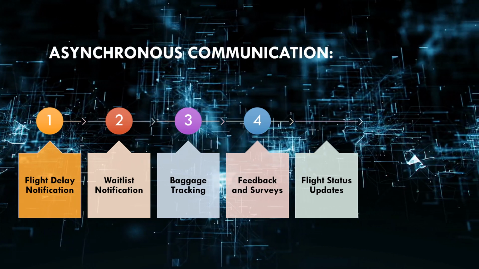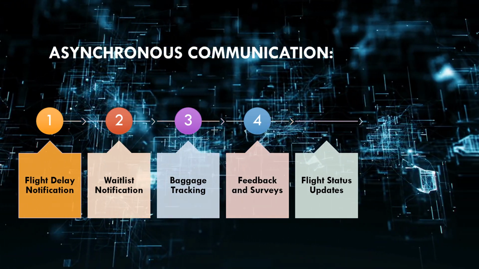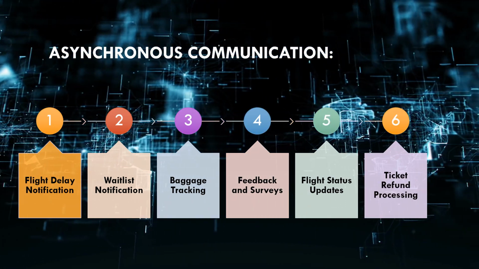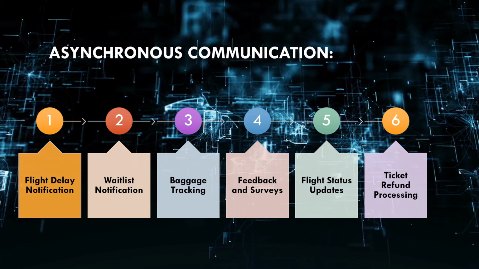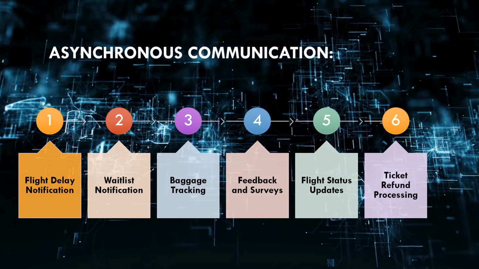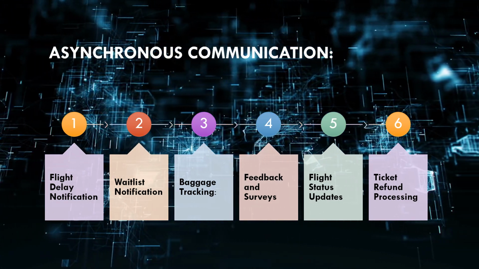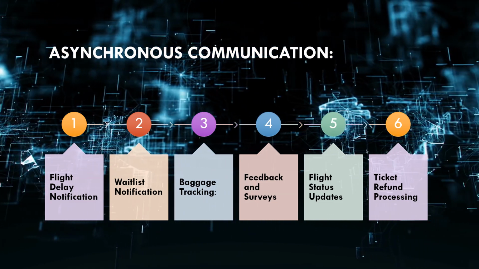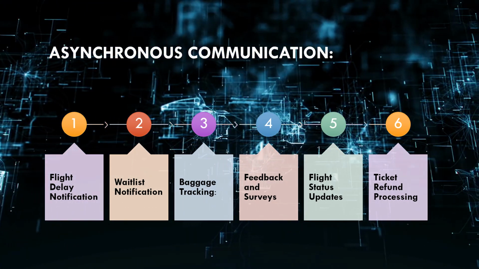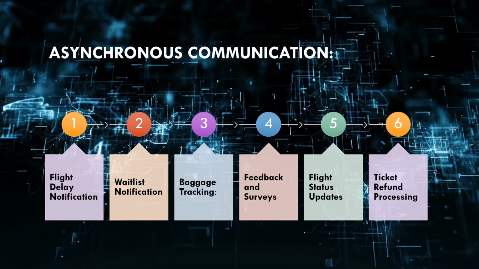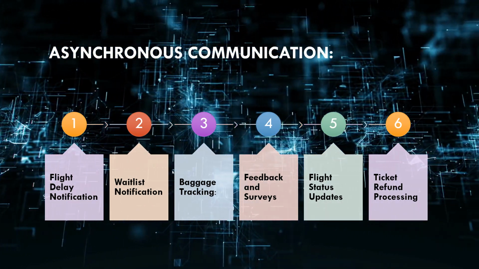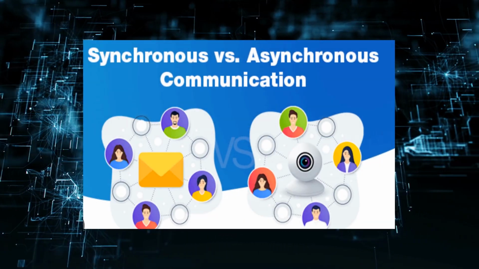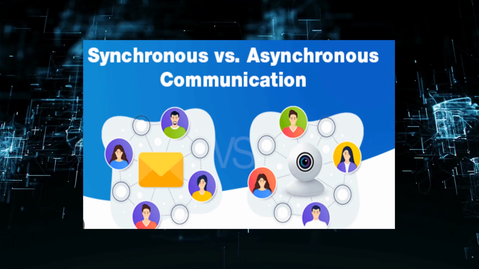Flight status updates. Airlines can offer passengers the option to subscribe to flight status updates. These updates can be sent asynchronously, providing information about the flight's departure, arrival, and gate changes. Ticket refund processing. When a passenger requests a ticket refund, the refund process often involves asynchronous communication. The passenger submits a request and the airline processes it, with a notification sent when the refund is approved and processed. I hope now we have understood very clearly what synchronous communication is and what asynchronous communication is.